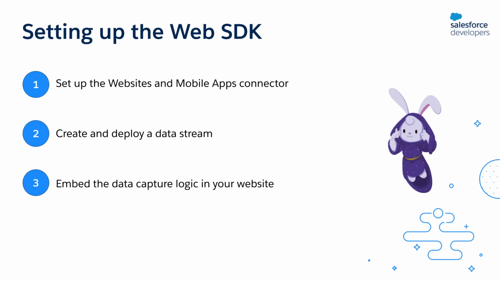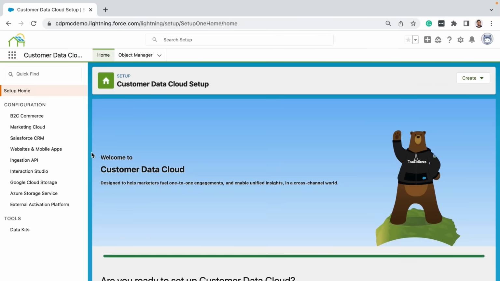Just like with the ingestion API that you have seen in the previous episode, setting up the Web SDK also requires multiple steps. In the first step, you need to set up the connector. In the second step, you need to create a data stream using this connector. And in the third step, you need to import the SDK into your website and use relevant methods to send events. So first, let's set up the connector.